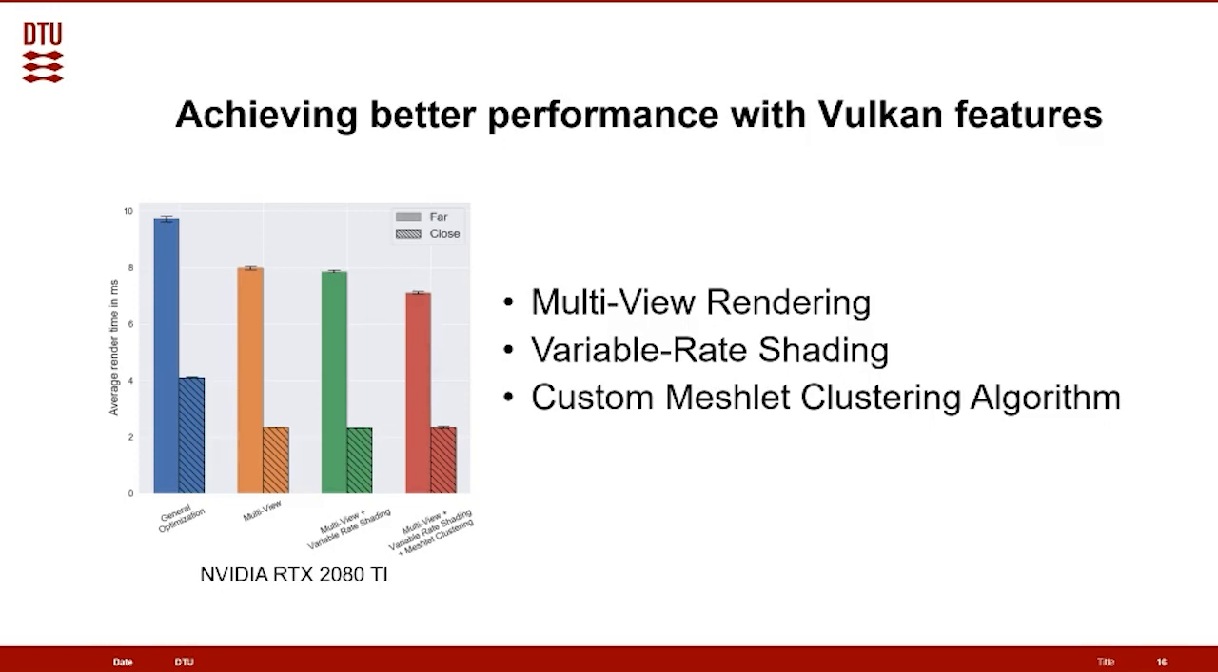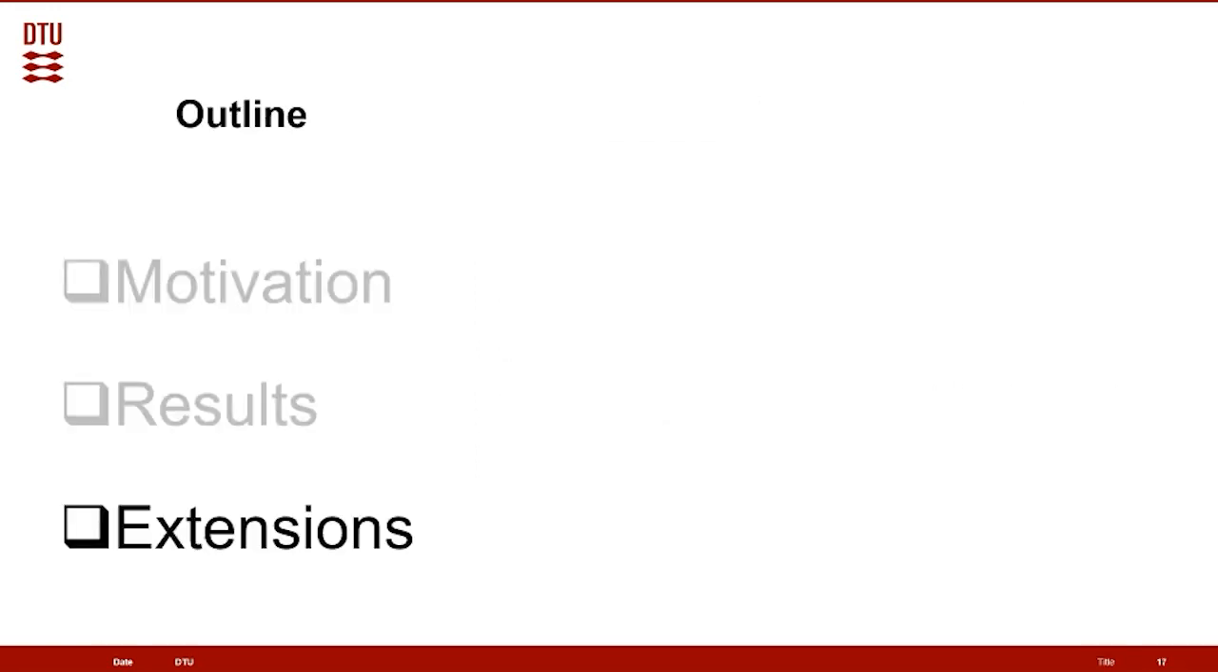So with the multi-view, we actually shave off 2 milliseconds in both looking at the mesh from far away and up close. We don't really see a big change with variable rate shading. That's because we have a simple shader, so we're not fragment bound, as we learned yesterday. That's when this helps. We're geometry bound. And then we changed the meshlet clustering from a very naive approach to something that's still greedy and still fast, but a little bit better. Now I want to briefly cover some of these extensions as the last part of the talk.